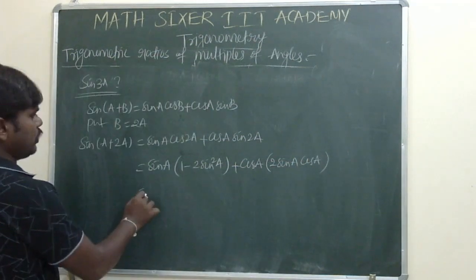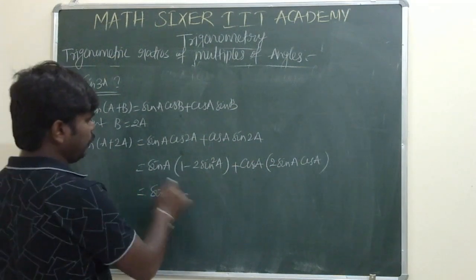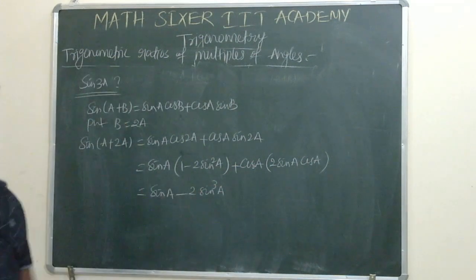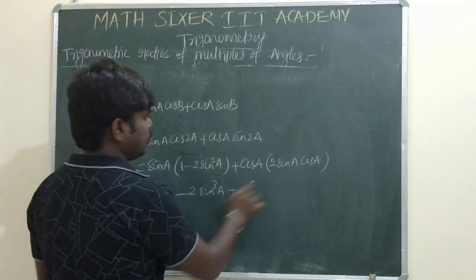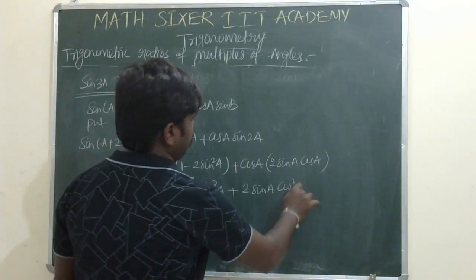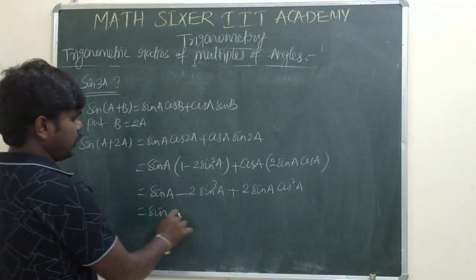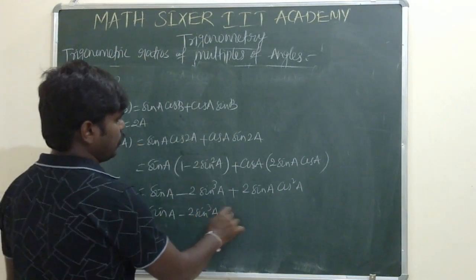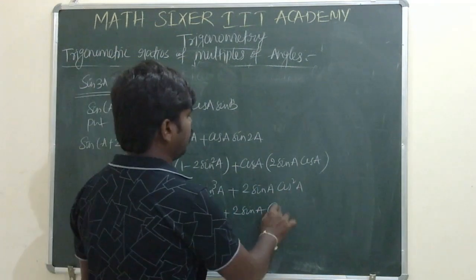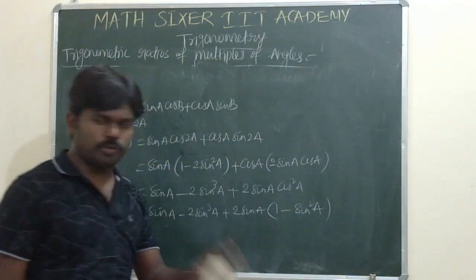So here we can write sine a minus 2 sine cube a, just multiplying with sine a, plus 2 sine a cos square a. Now we get sine a minus 2 sine cube a plus 2 sine a into cos square a, where I can write cos square a as 1 minus sine square a, expressing everything in terms of only sine.